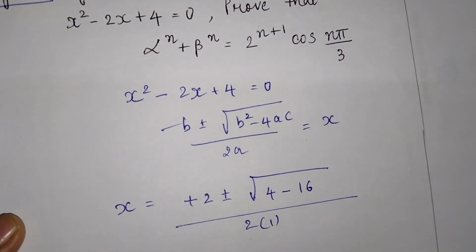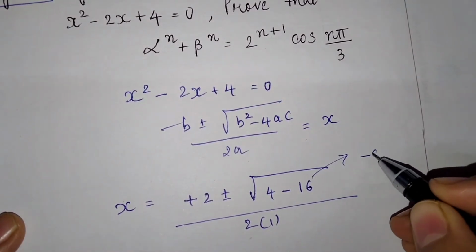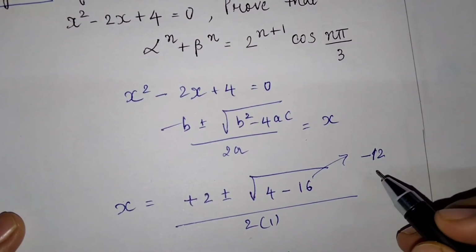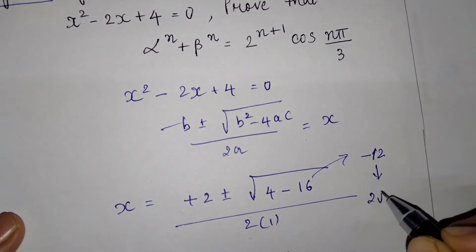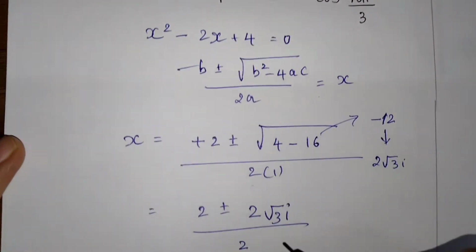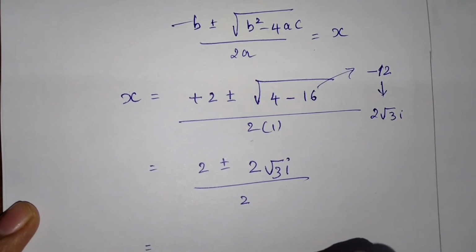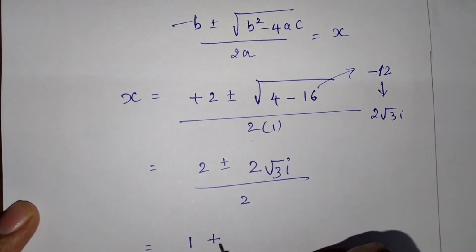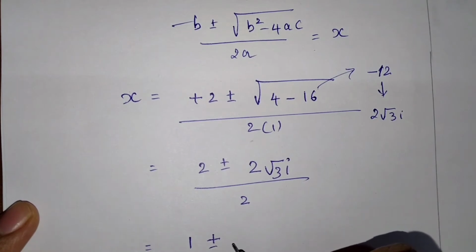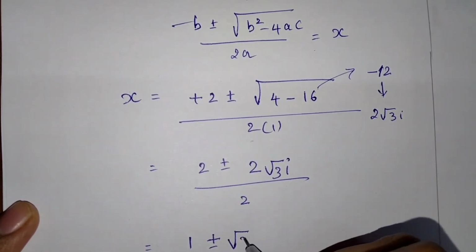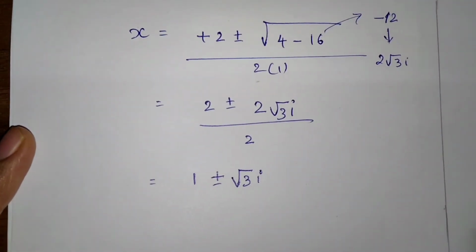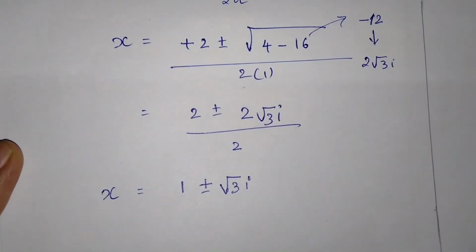And if we solve it, we get 2 plus or minus, here we will get 2 root 3i divided by 2. Because 4 minus 16 is minus 12, and in terms of this, you can write 2 root 3i. So here we got 2 root 3i. Okay? So our two roots, if we solve it, then we will get 1 plus or minus root 3i. Okay? So we got these values.